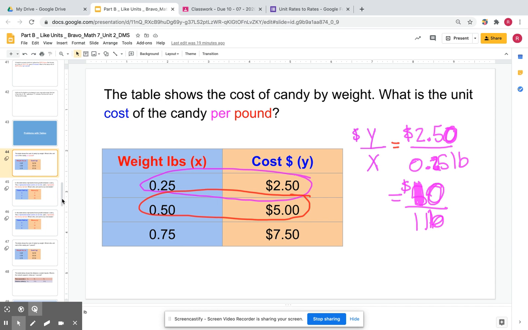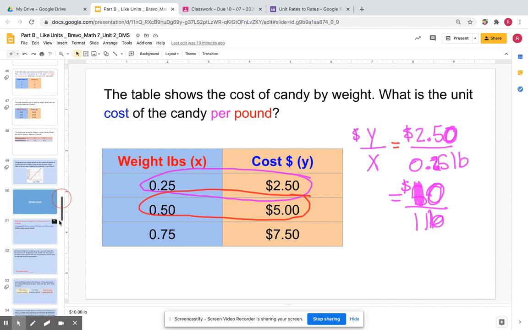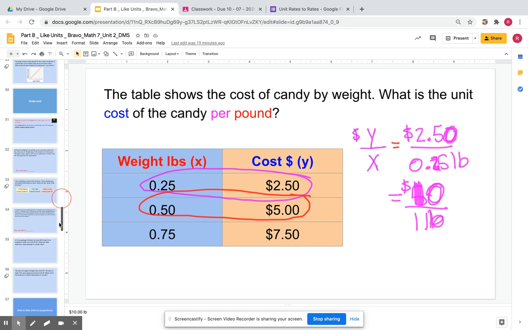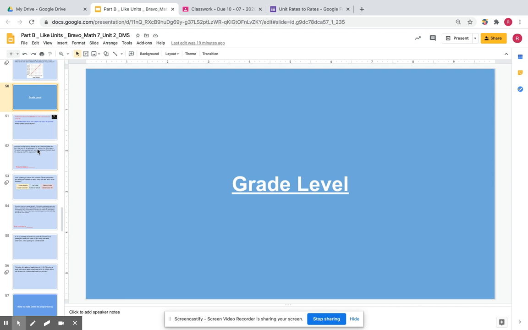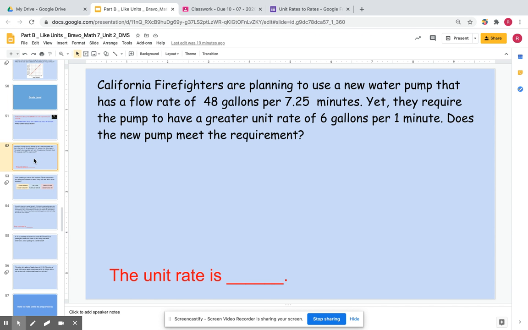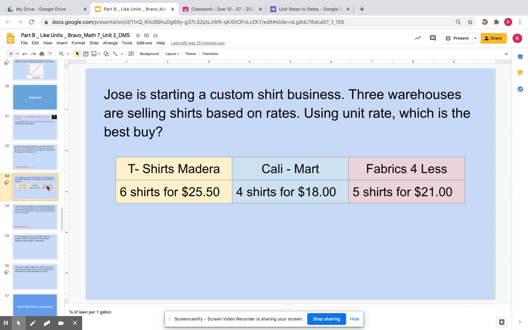So let me go ahead and move on a little bit more into the new stuff. The new stuff is just a little bit of grade level questions. Basically, what they're asking you is to find the unit rate and then tell me if it meets requirements. Tell me if it's a good buy. So go ahead and do this one, Mr. Villalobos, with the students, and I should be back by now.